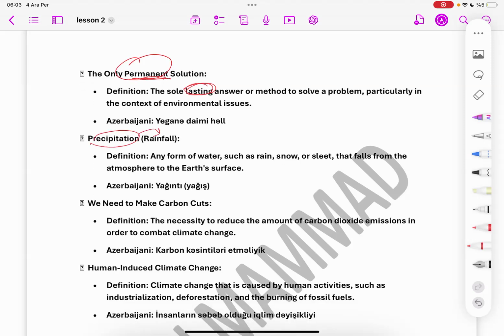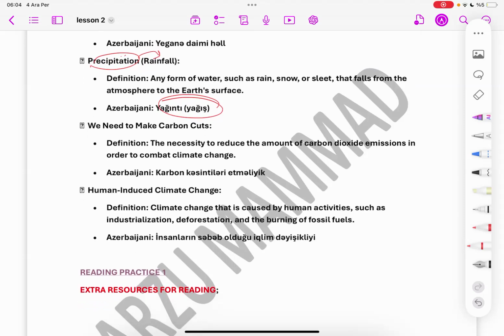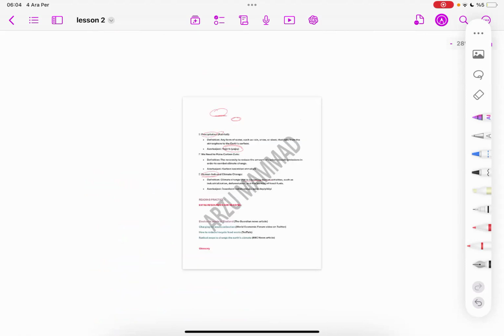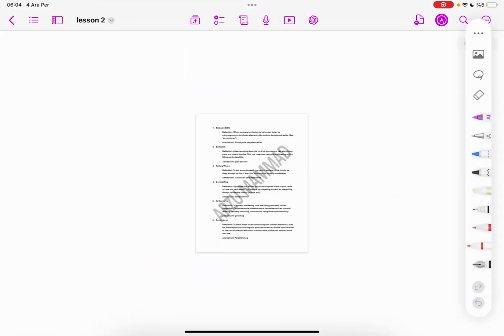Precipitation is a synonym of rainfall. You can see its translation as well. This is one of the most commonly paraphrased ones. Please keep it in your mind, okay? Human induced means something that is caused by human activities. So let's continue then.